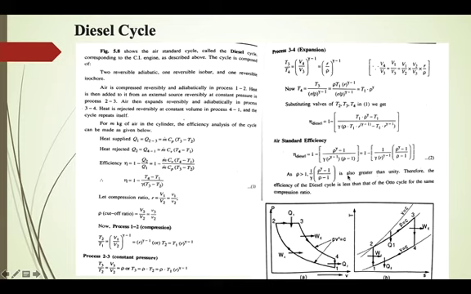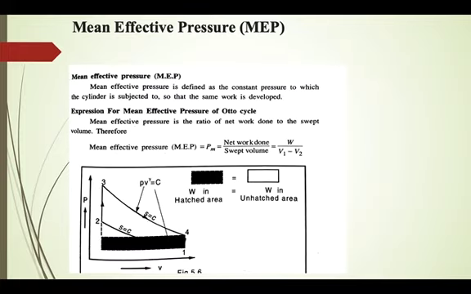Here rho will always be greater than 1, and the efficiency of diesel cycle is less than that of Otto cycle for the same compression ratio. If compression ratio remains same, then efficiency of diesel cycle is less than efficiency of Otto cycle. But in the practical case, the compression ratio of diesel cycle is more, and hence the efficiency of diesel cycle will be more.